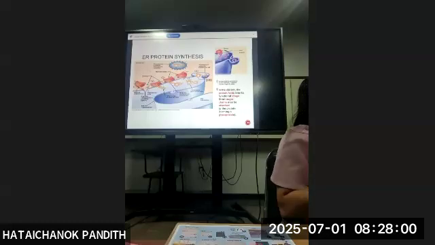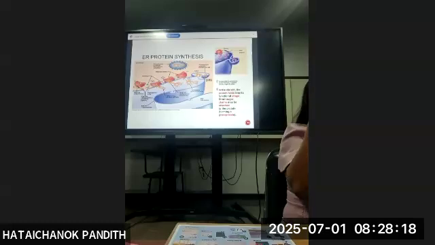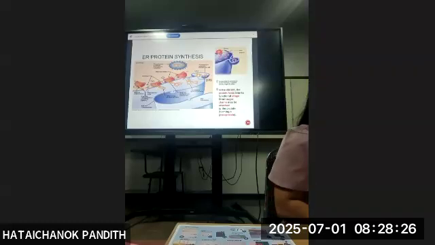Okay, here's how the protein is produced. Here is the SER envelope, right? The ribosome will come together with the mRNA and tRNA, and they will capture amino acids and connect each amino acid to be a chain of the protein. And then this protein will fold up together with the membrane of the ER.